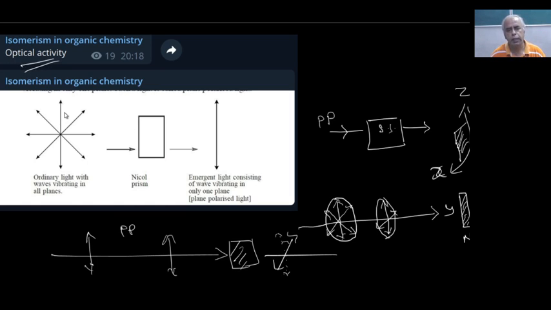Now ordinary light will be vibrating in all planes like this, perpendicularly. So assuming that here it is shown the light is pointing towards you, it is coming towards you, that is coming out of the board or screen. In this case it is vibrating in this manner. So when it is passed through the nickel prism, we can select only one, and that is called the plane polarized light. So this is the plane polarized light. When this plane polarized light is passed through the optically active solution, this is the optically active sample solution, what happens? So here, this is the PP light, meaning plane polarized light.